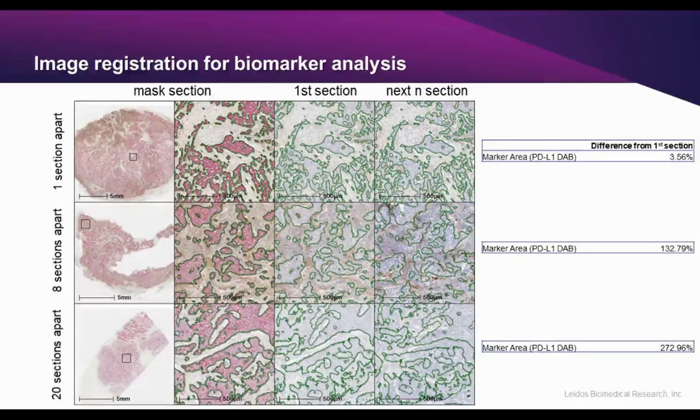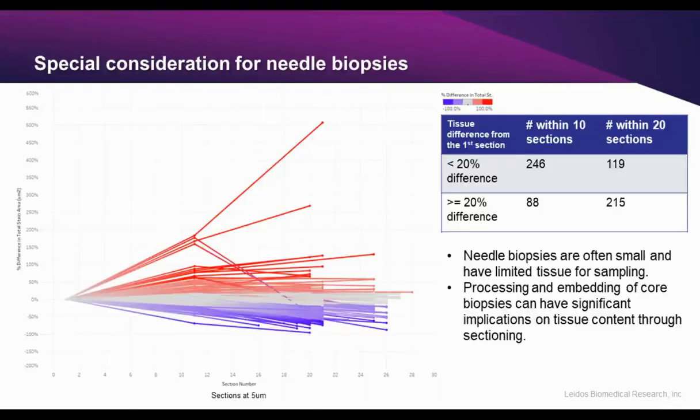It might be hard to see, but note the loss of the stromal tract from the annotated boundary when sections are 20 apart. Large changes in morphology can certainly alter biomarker expression when doing these focus region studies with singleplex chromogenic IHC.